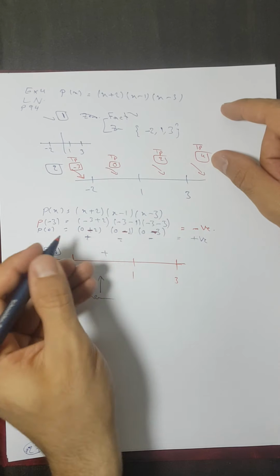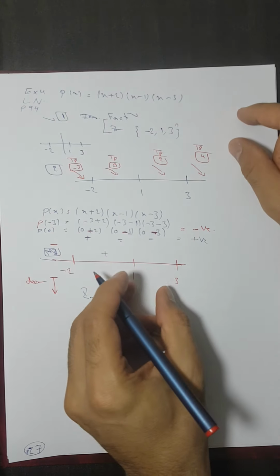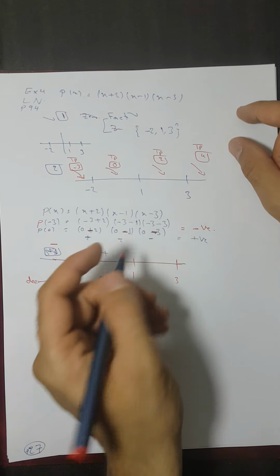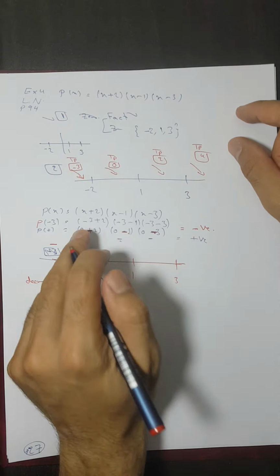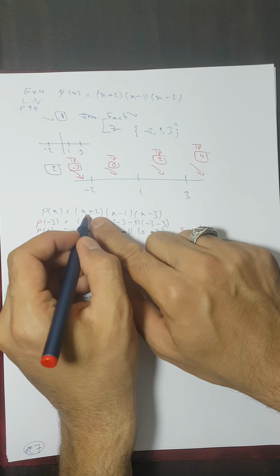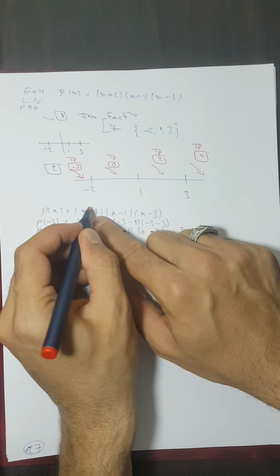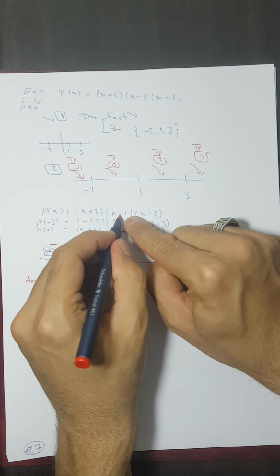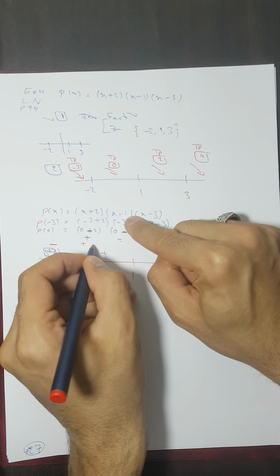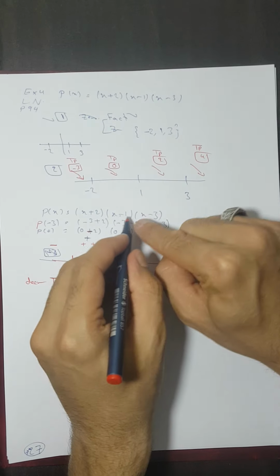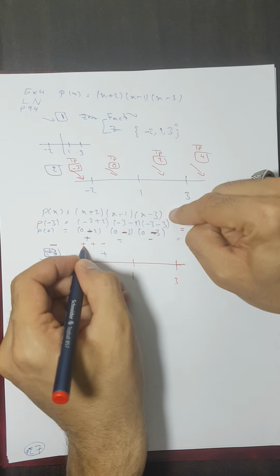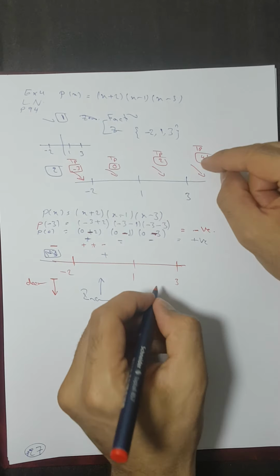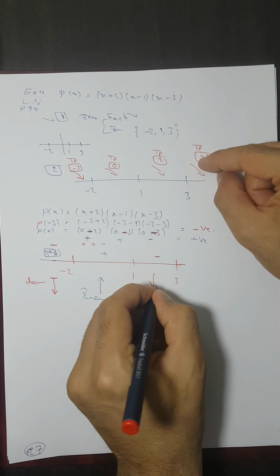Okay, how about the value between 1 and 3? I will choose 2. If I put 2 here, I get, directly, 2 plus 2 is equal to 4, positive. 2 minus 1, I get 1, again positive. 2 minus 3, I will get negative. So positive, positive, negative. I will get negative here, which means decreasing.